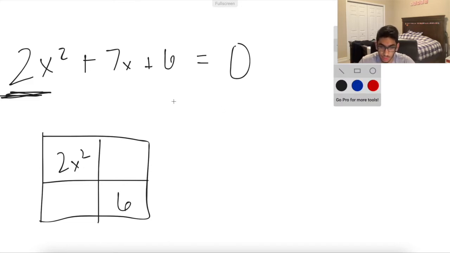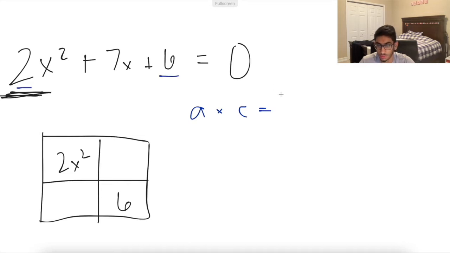Now this is the part where it gets a little different from when a is equal to 1. You want to multiply a by your c. So a times c equals what? We have 2 times 6, and that equals 12. Now it gets similar to when a is equal to 1: we have to figure out what multiplies to get 12 and adds to get 7. We're not trying to find 6 anymore, we're trying to get 12. If you work it out, you get 3 and 4. These are your factors that go in your table, so we have 3x and 4x.